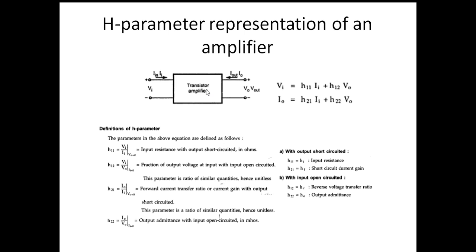H12 is Vi by Vo. This is H12, the fraction of output voltage at the input with the input open circuited. This parameter is a ratio of similar quantities, hence unitless.